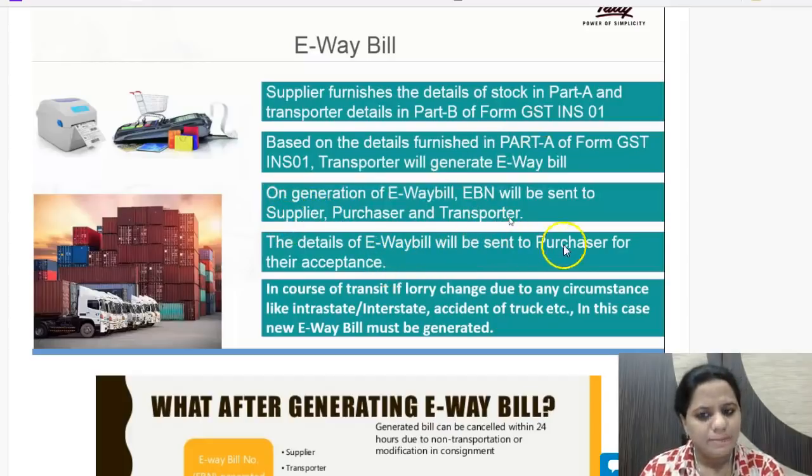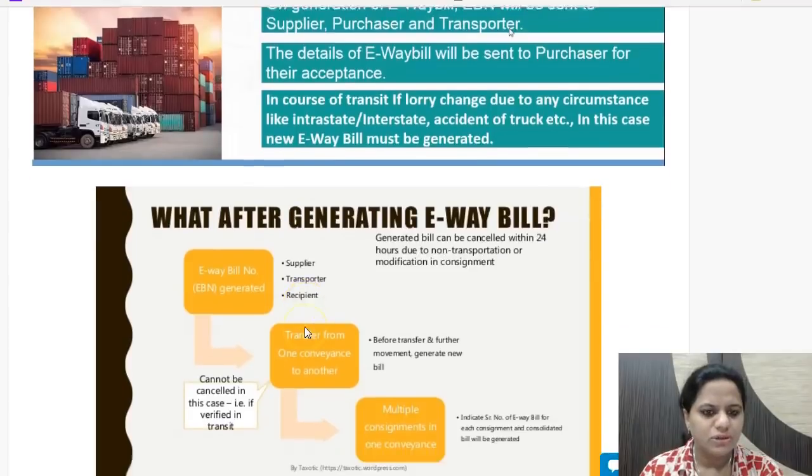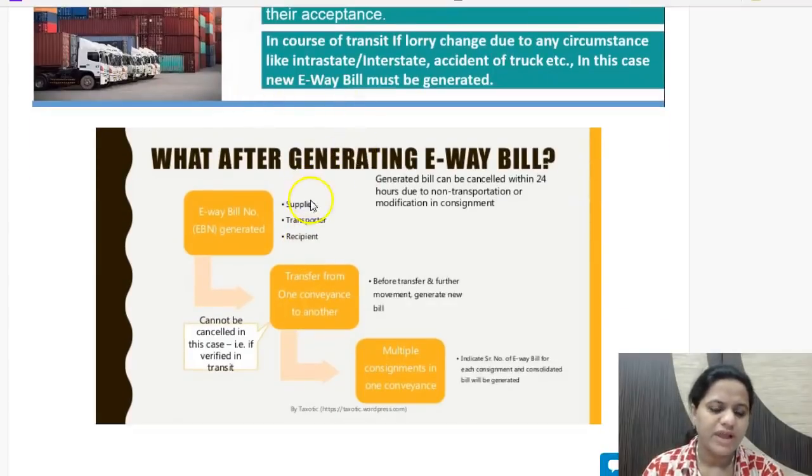And this, once the purchaser accepts it, then it is put into effect, and the e-way bill continues to be there in effect till the entire transit is taking place. So this is how it is ensured that goods movement is tracked as such. You can see e-way bill number generated and there with all three.